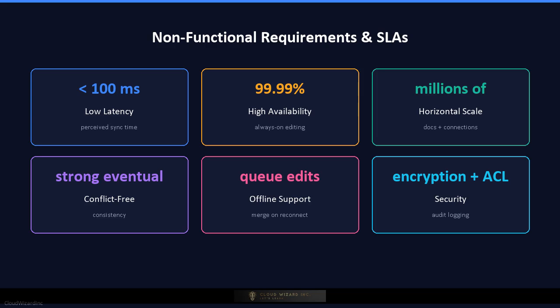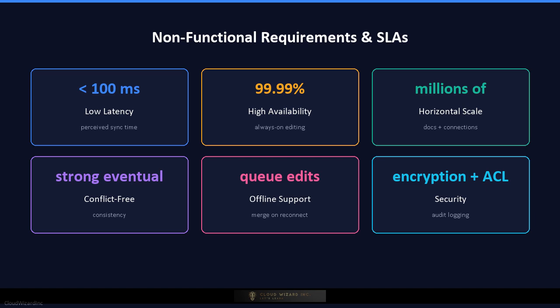Now the non-functional requirements. Latency is the most visible one. An edit made by one user should appear to collaborators within tens to a few hundred milliseconds. The system must be highly available, because users are editing around the clock and across time zones. It must scale horizontally to support millions of documents and millions of concurrent connections. Consistency must be conflict-free. Concurrent edits must never produce invalid or corrupt document states.